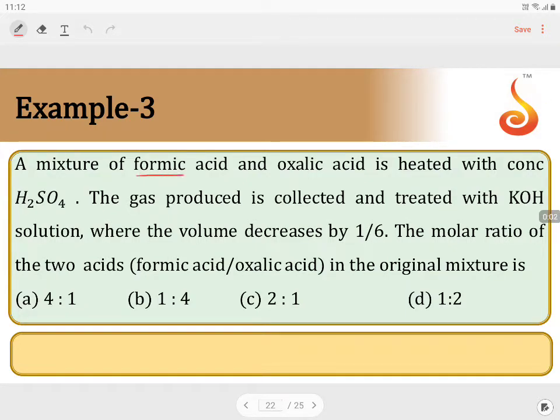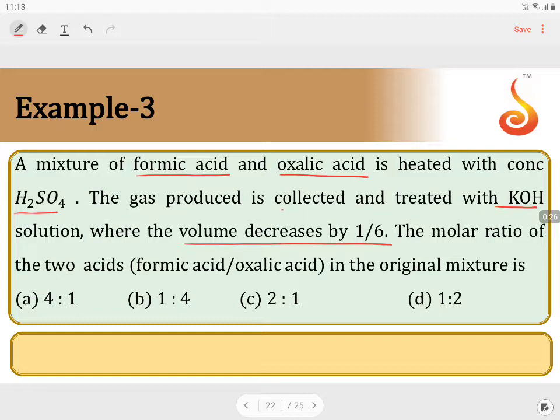A mixture of formic acid and oxalic acid is heated with concentrated H2SO4. The gas produced is collected and treated with KOH, where the volume decreases by 1/6. The molar ratio of the two acids, formic acid to oxalic acid, in the original mixture is?